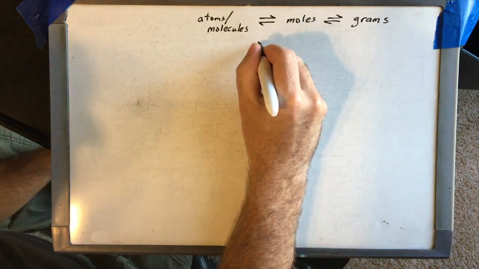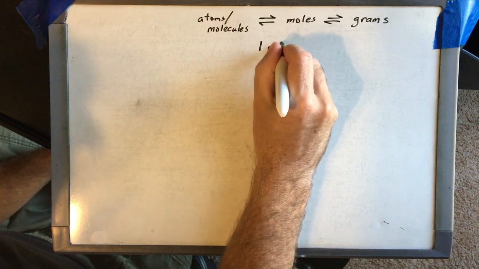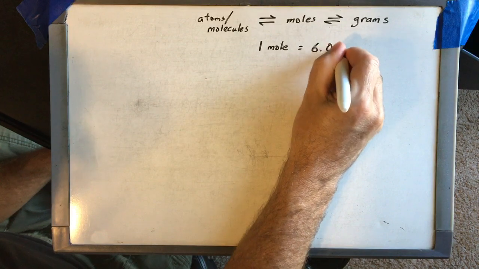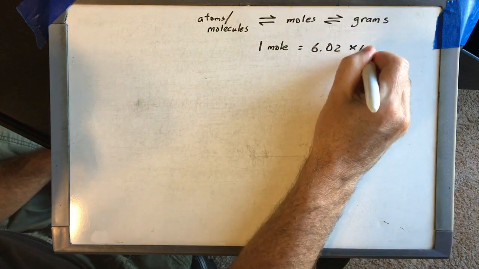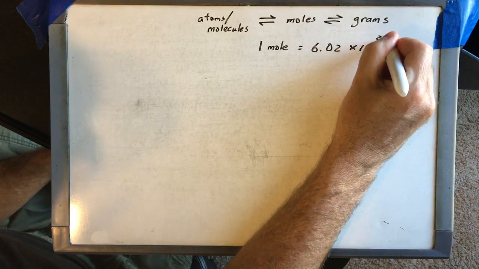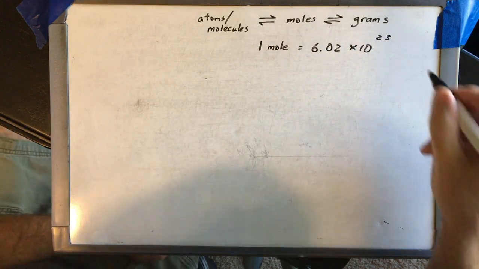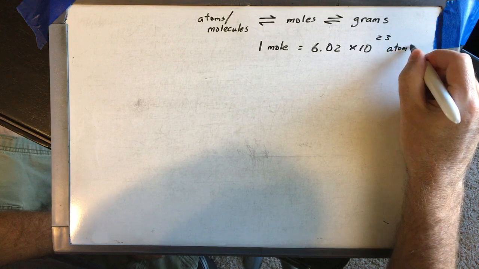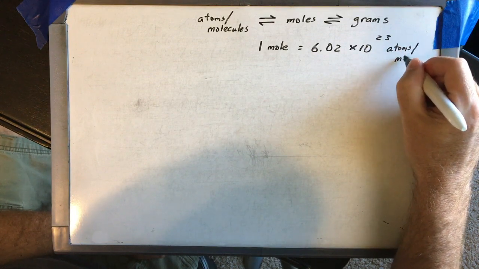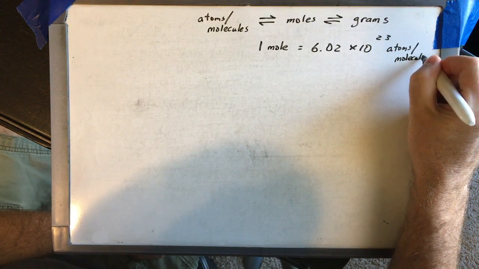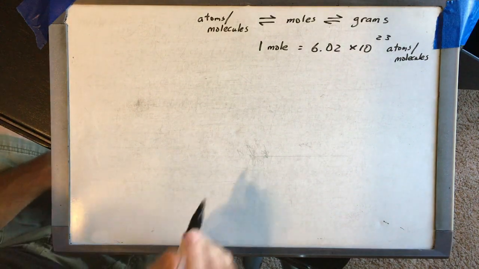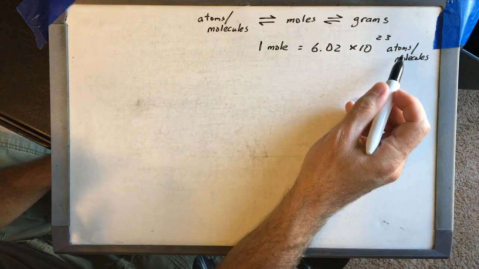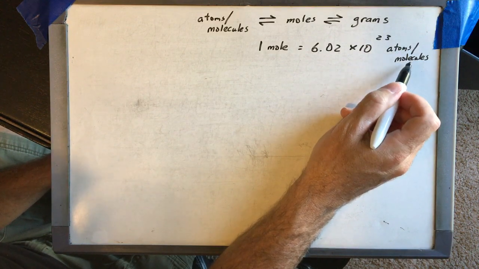And we want to remember that 1 mole of anything is equal to 6.02 times 10 to the 23rd. All right, so in chemistry, we're talking about atoms or molecules. So that number, when we put our conversions together, 6.02 times 10 to the 23rd will always be beside the word atoms or molecules.